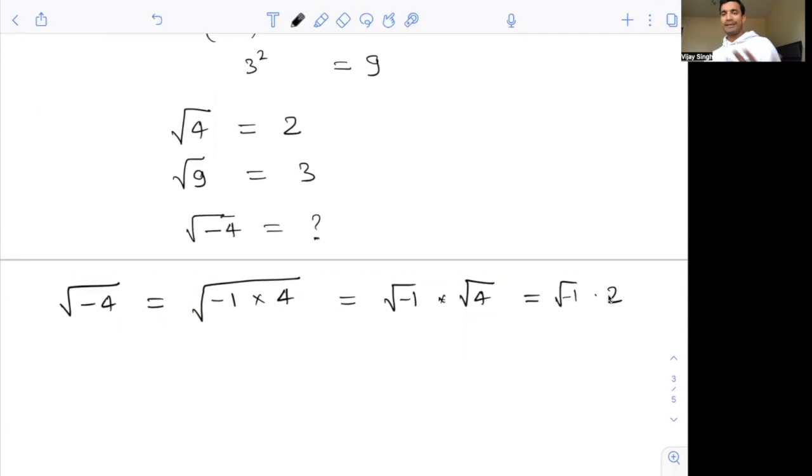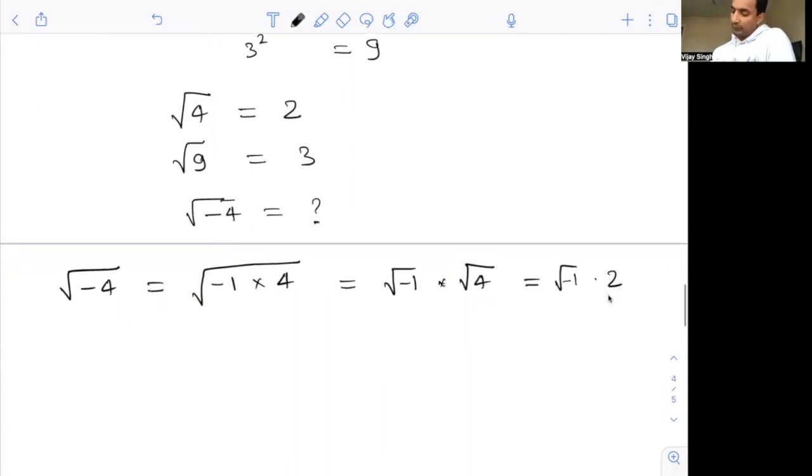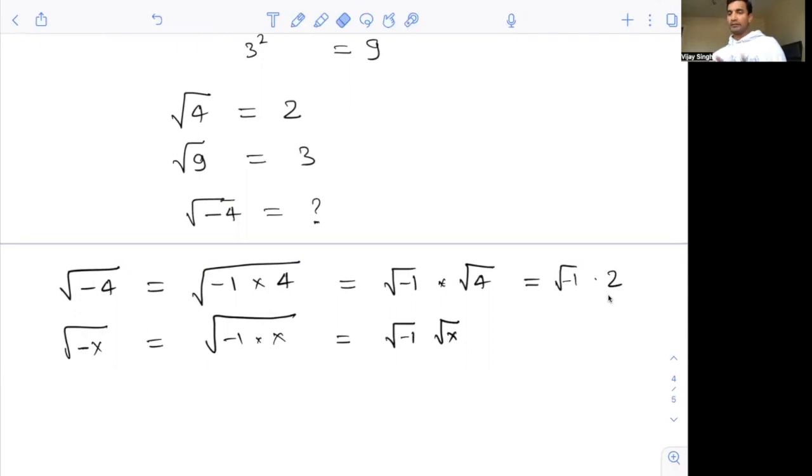And this could be done for any real number, by the way. If in place of minus 4, I had some other real number, minus x, I could always write it as minus 1 times x, and then I would get the square root of minus 1 times the square root of x. So for any real number, I can always get the magnitude of that number, which is a positive number, and I can take the square root of that very easily. The only issue I have is, how do I find the square root of minus 1?